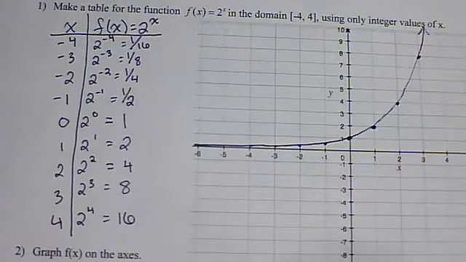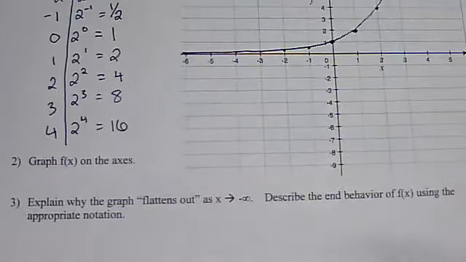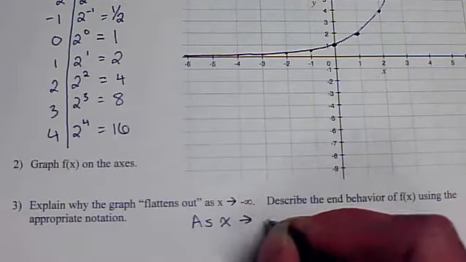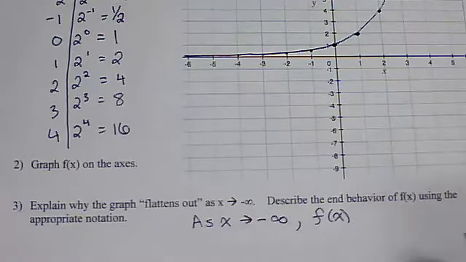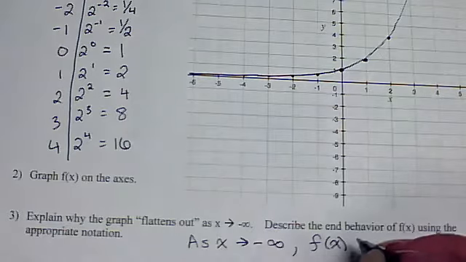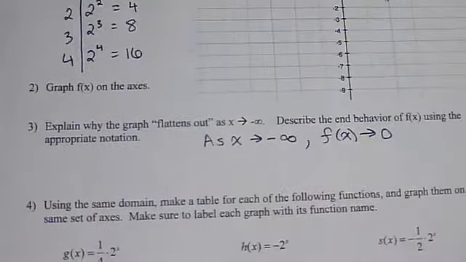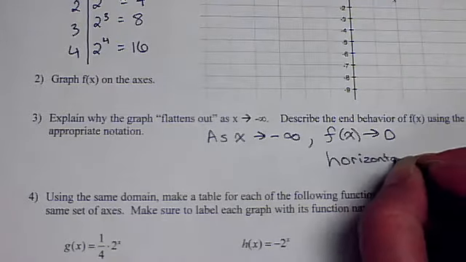Isn't that something like an asymptote? It is. So let's think about what's happening as x gets really small, as x approaches negative infinity. What is our graph doing? While our function is getting smaller and smaller, it actually approaches 0 but never actually touches it. That is called a horizontal asymptote.